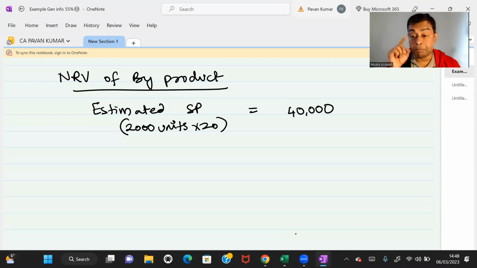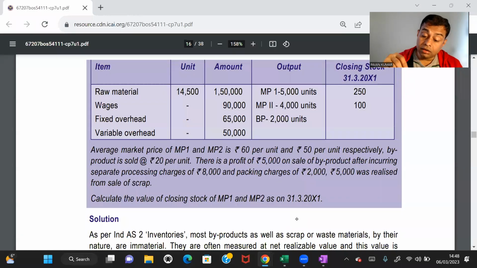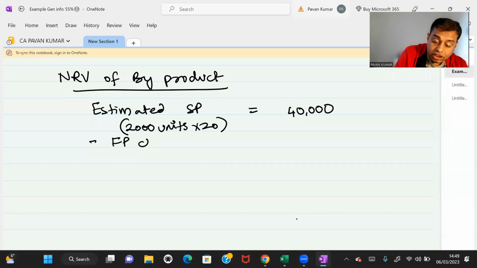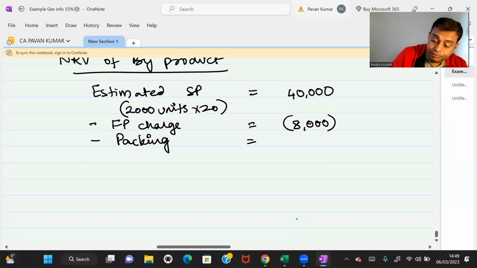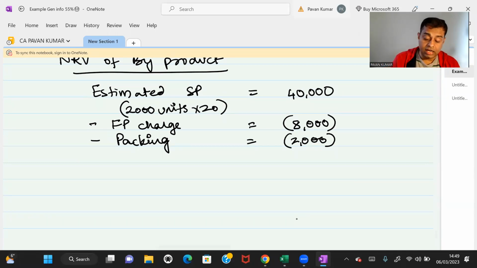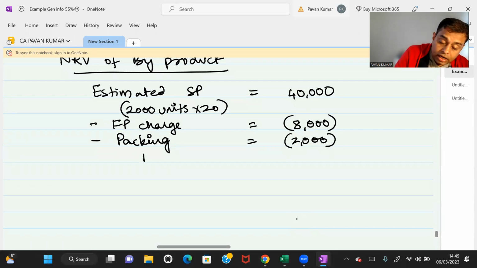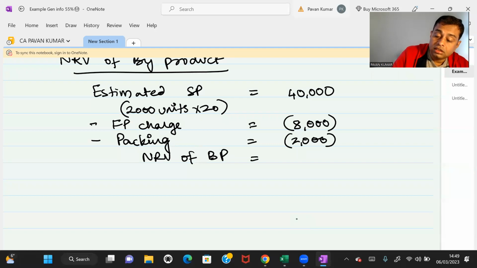That comes to 40,000. But you have to incur 2 types of costs. What are the 2 types of costs you have to incur? Look here, further processing charge 8,000, packing charge 2,000. Less further processing charge 8,000, less packing 2,000. So technically, net realizable value is 40,000 minus 10,000. So, can I say that is 30,000? So, net realizable value of the byproduct is 30,000. So far clear?